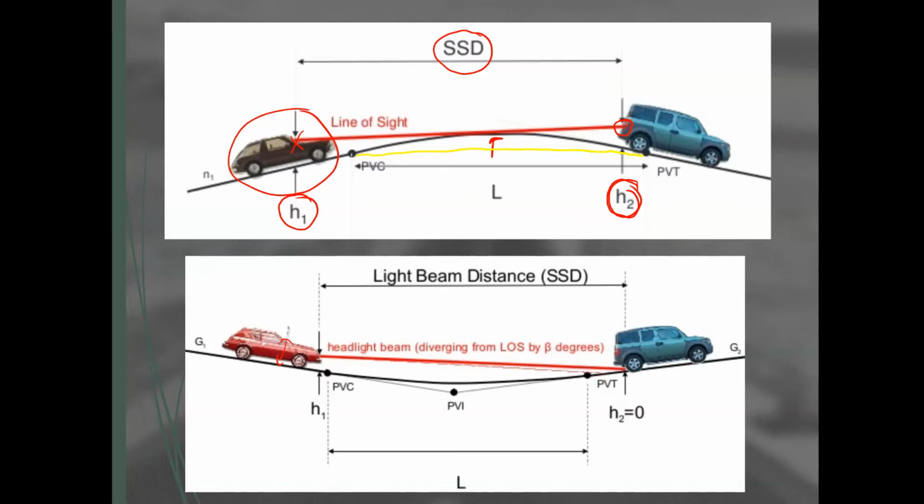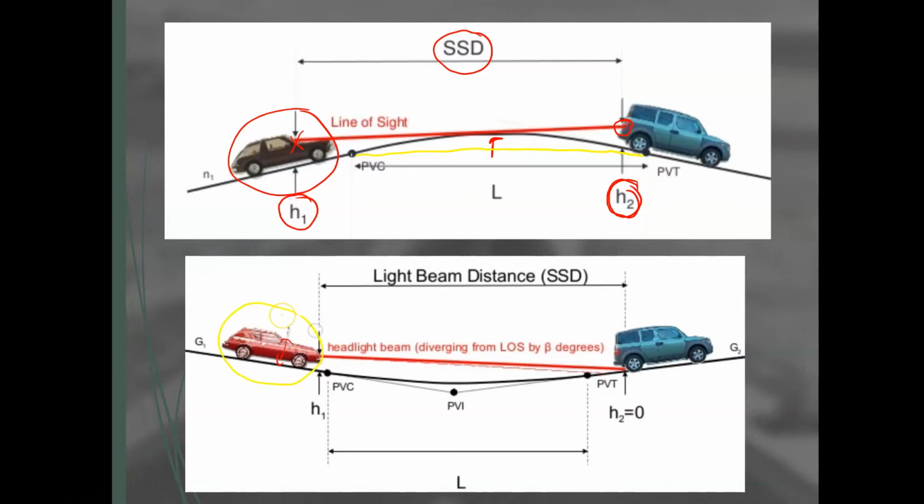But there are also cases where the stopping sight distance is shorter than the length of the vertical curve. So when we try to decide the best length, the minimum length required, we might have to consider both cases and see which one is more suitable.